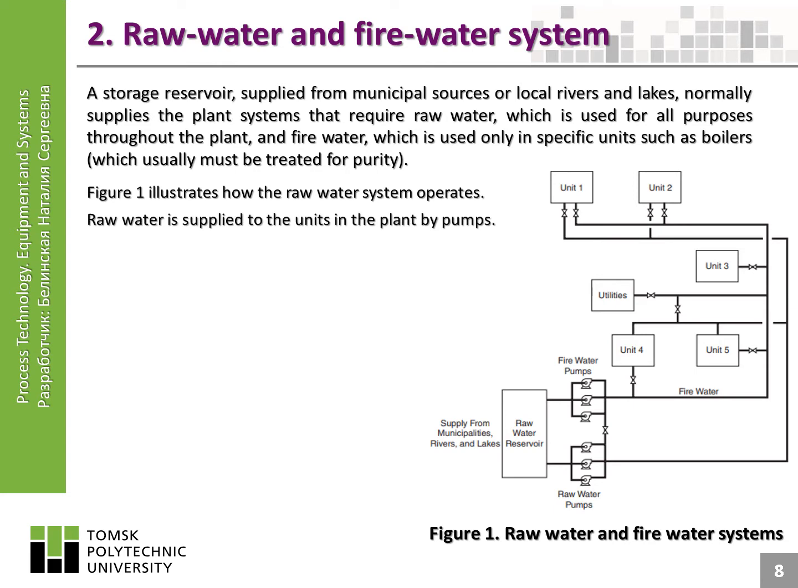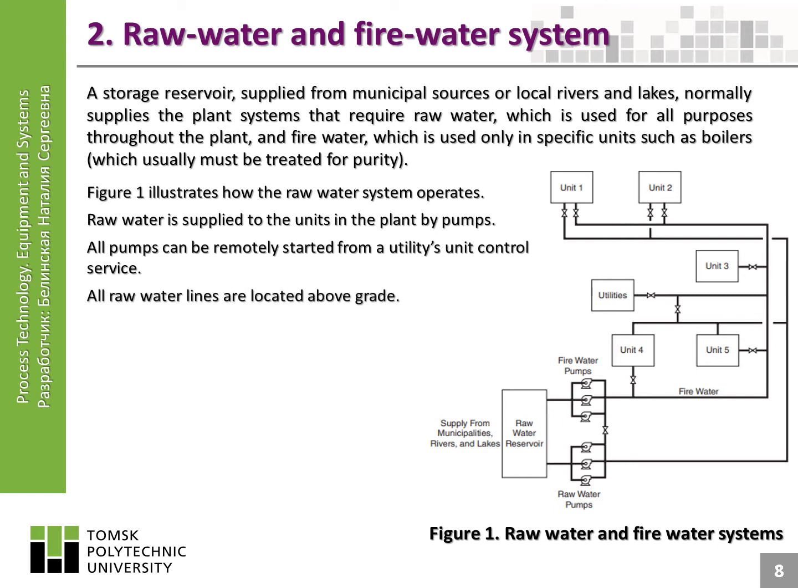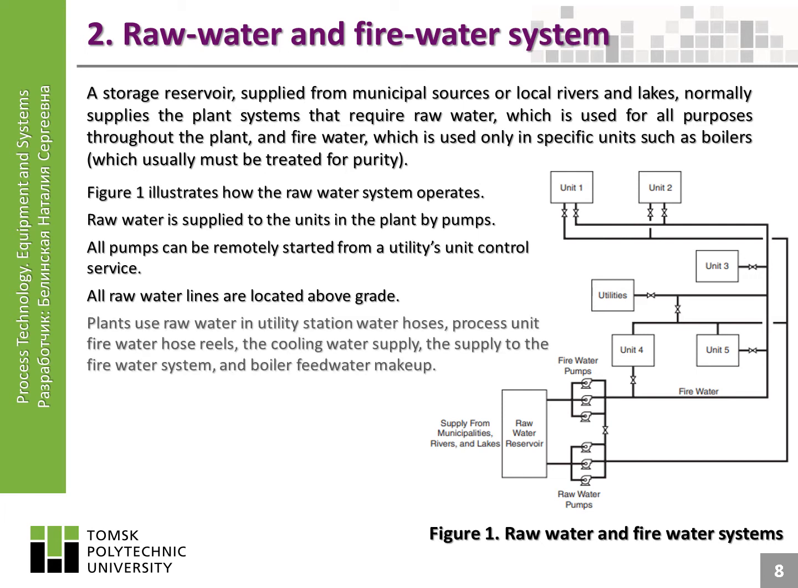Raw water is supplied to the units in the plant by pumps. All pumps can be remotely started from a utilities unit control service. All raw water lines are located above grade. Plants use raw water in utility station water hoses, process unit fire water hose reels, the cooling water supply, the supply to the fire water system, and boiler feedwater makeup.